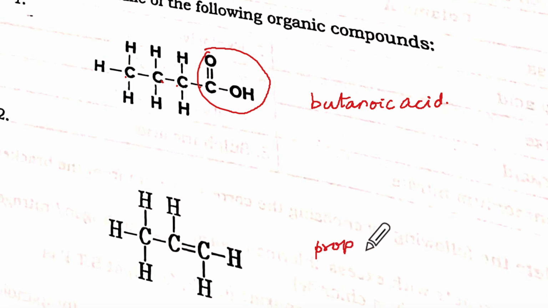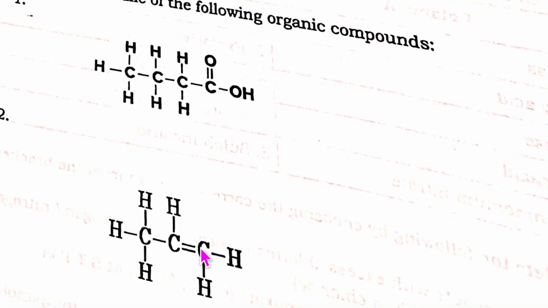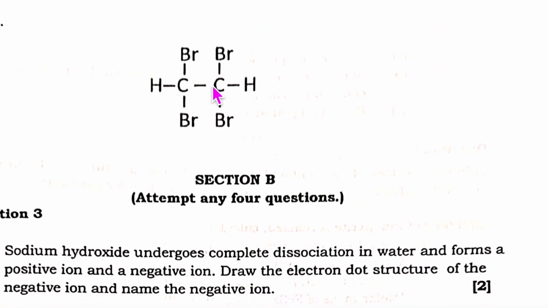Now some of you will say prop-1-ene, but if you say prop-1-ene, prop-2-ene means it will be like this. If it is like this, then I'll have to count from here, no? So it is propene only, not prop-1-ene. Understood? Propene, whether the double bond is here or here, the naming will be the same. If it is here, I count from here. If the double bond is here, I count from this side. Understanding? What is this? This is simple. 1, 1, 2, 2, tetrabromoethane.